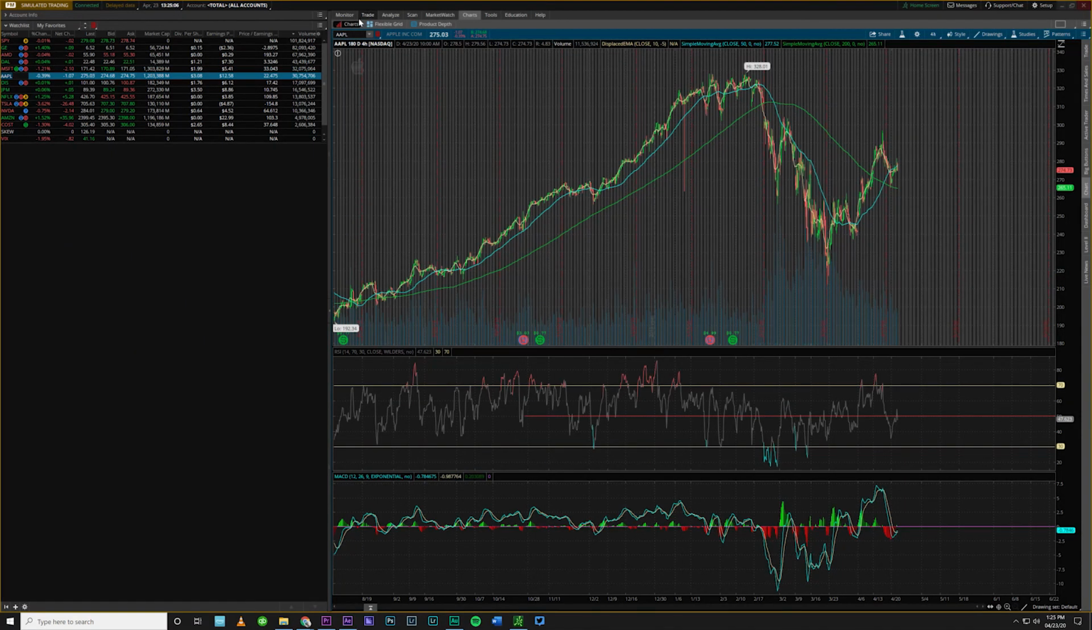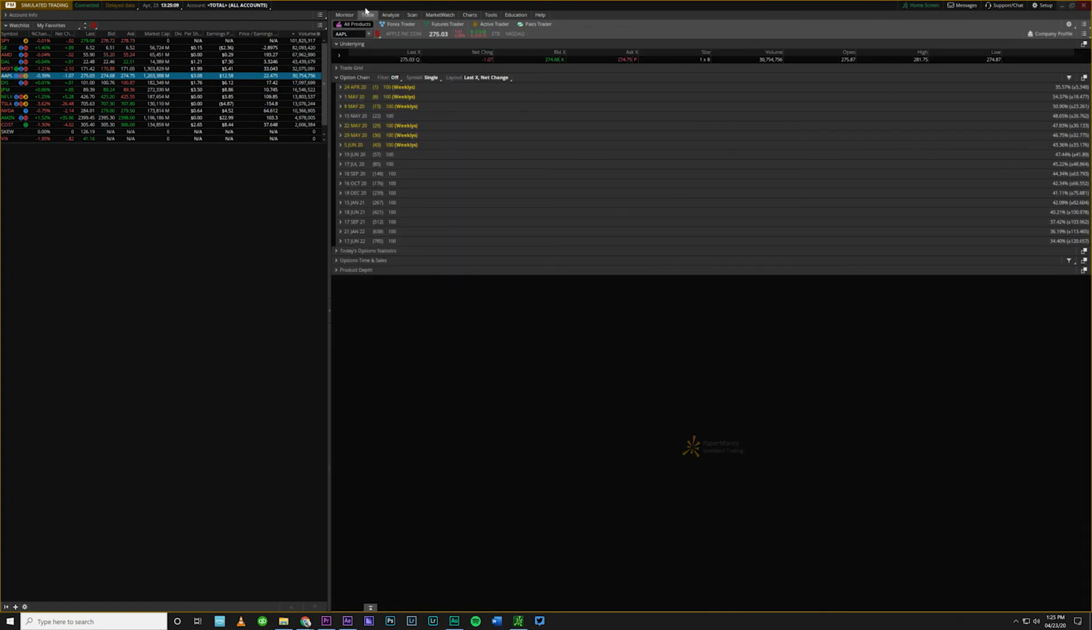So you jump back in. We're going to click on the trade tab here at the top. Make sure you click on trade. And when you have options enabled on your account, you're going to see the option chain here.